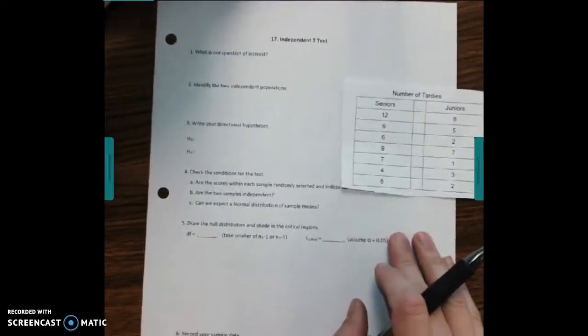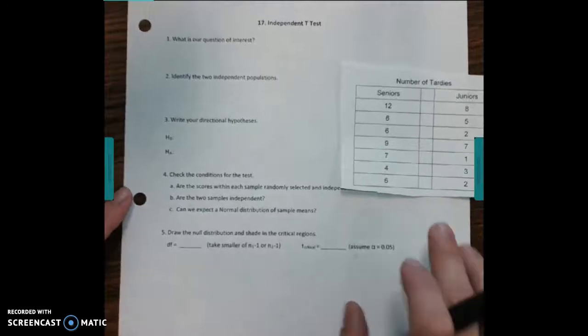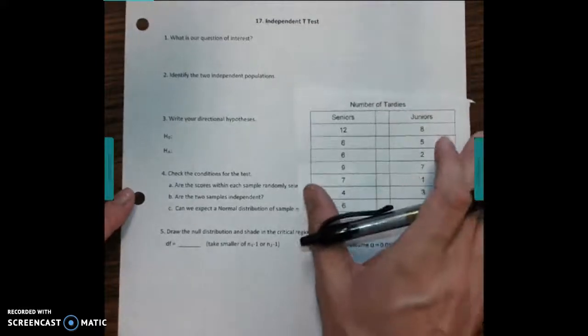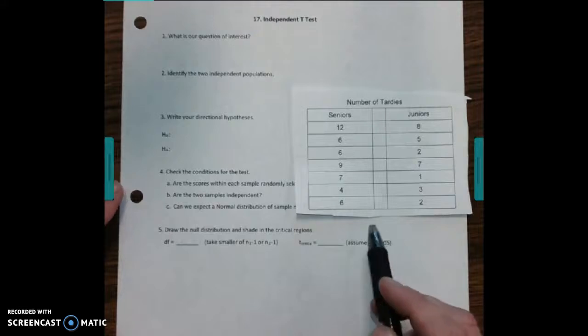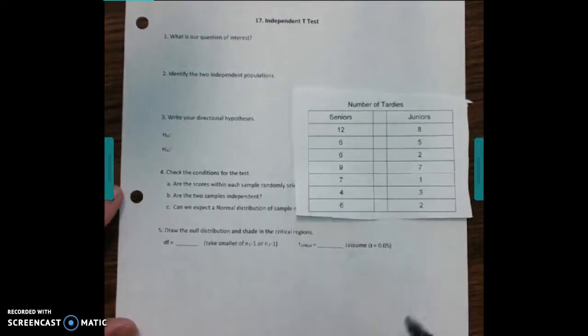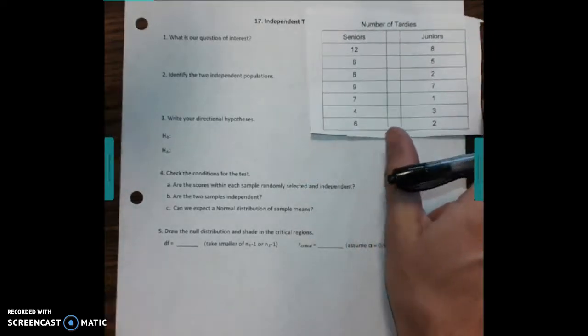And my goal in this video is to show you how to do it by hand and how to double check it on the calculator. So what I have here is I took a random sample of my students. I've got 7 seniors and 7 juniors, and I just counted the number of tardies that they've had this semester. And I want to know, do seniors have more tardies than juniors?